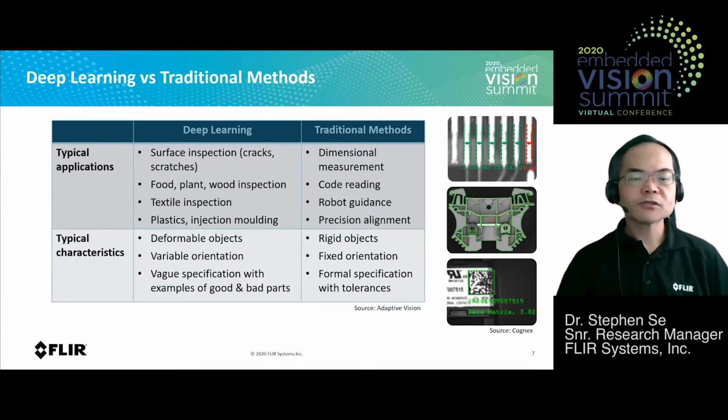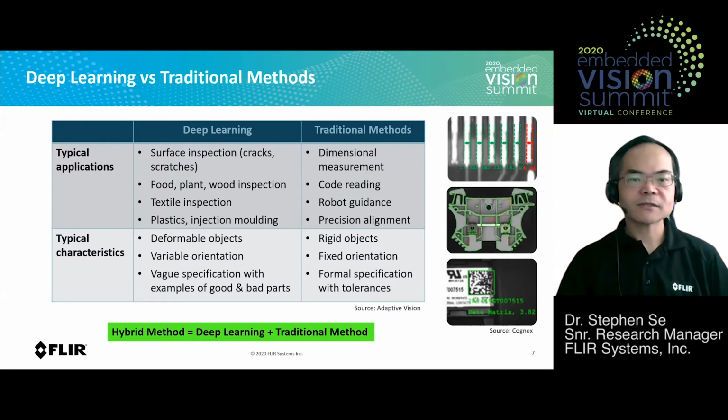Deep learning is more suitable for applications with deformable objects, variable orientation, and vague specification, whereas traditional methods are more suitable for applications with rigid objects, fixed orientation, and formal specification. For some applications, a hybrid approach could be used where traditional methods complement deep learning. For example, you may use deep learning to detect where a barcode is and use traditional methods to read the code.